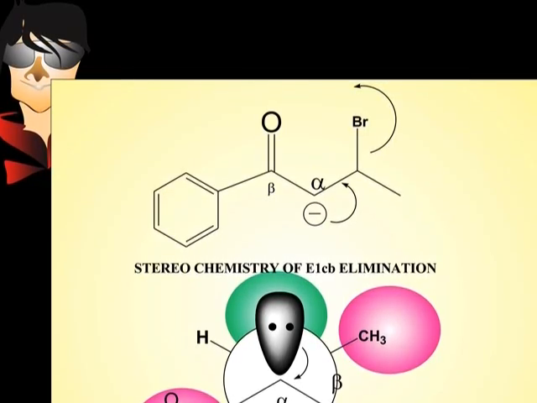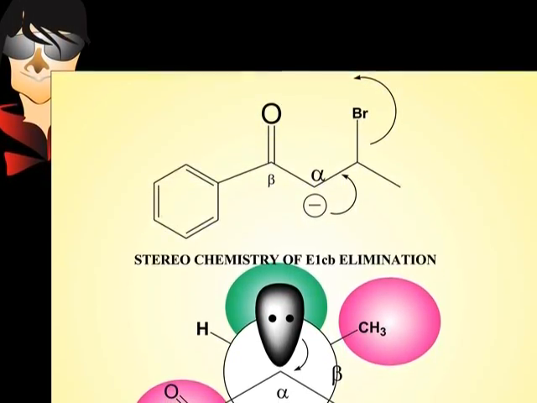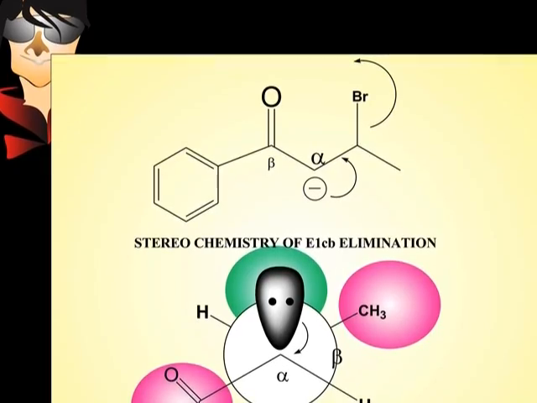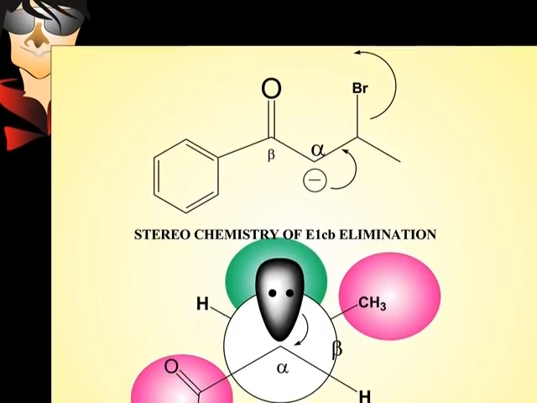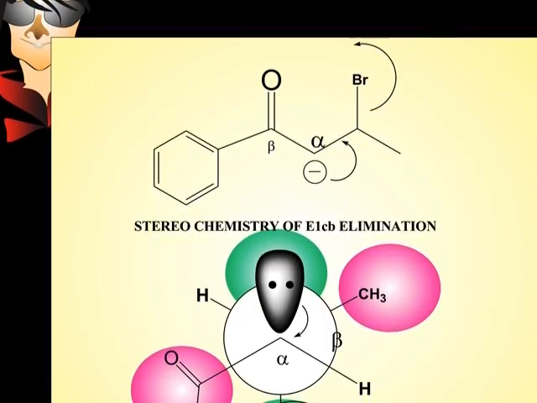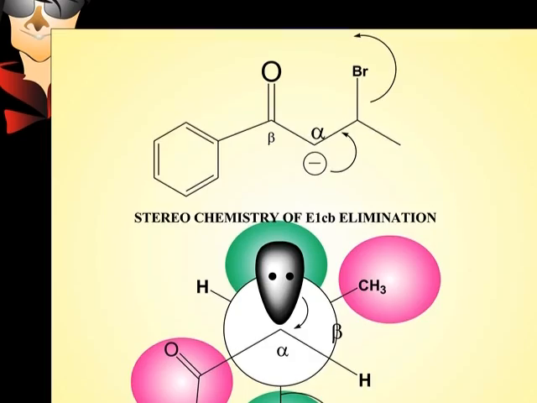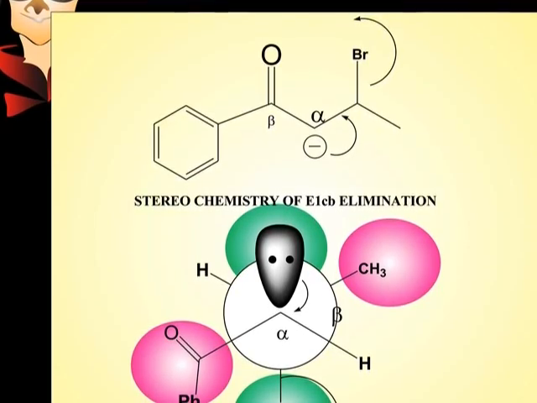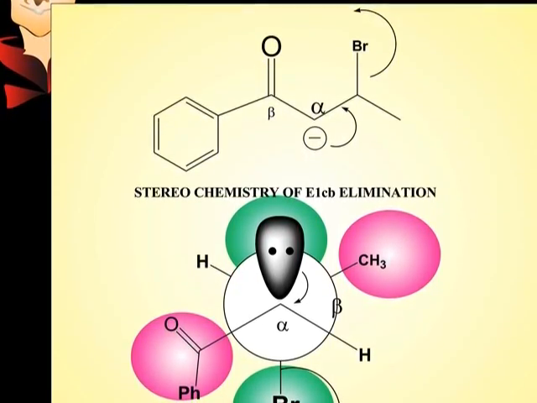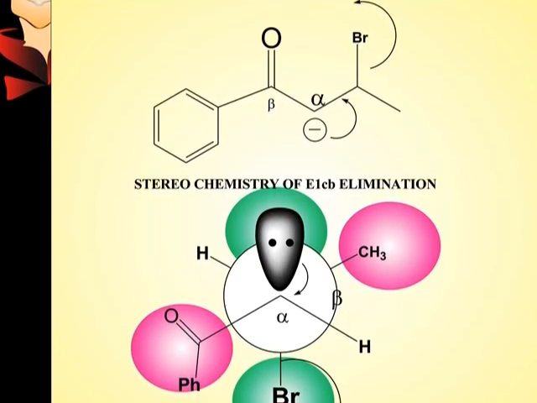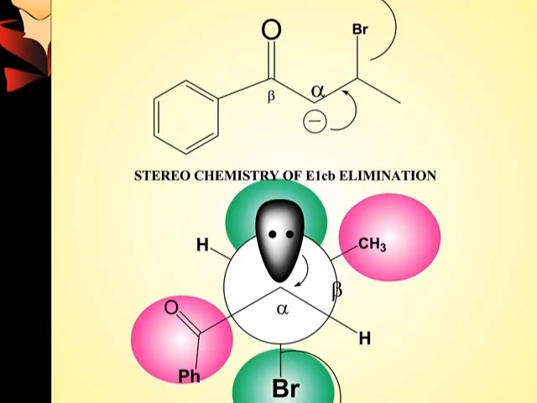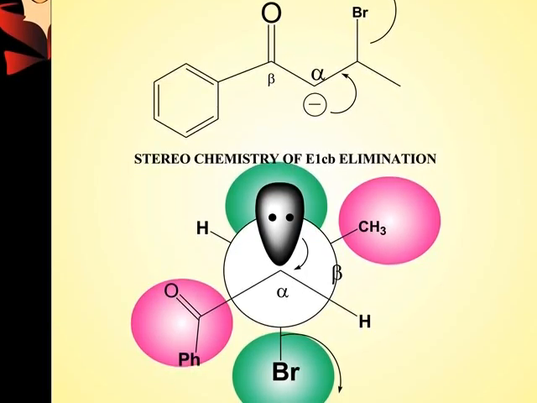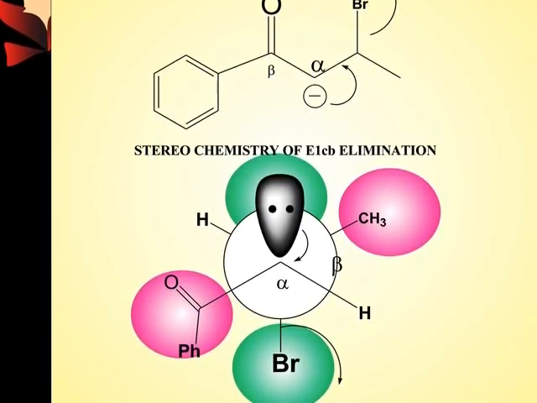Now that we have established that it is an E1CB reaction, what should be the stereochemistry of such eliminations? The incoming group and outgoing group have to be anti to each other so that the transition states are energetically favorable. That has been shown here, indicated by a black lone pair pointing vertically up and bromine pointing vertically down. The configuration also shows the methyl group and the phenyl keto group to be 180 degrees to each other, shown by pink spears. In this conformation, the groups face minimum repulsions.